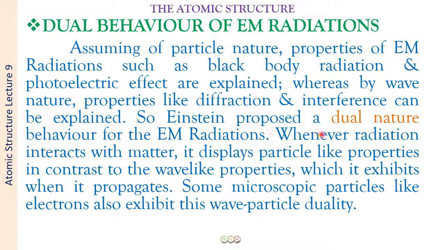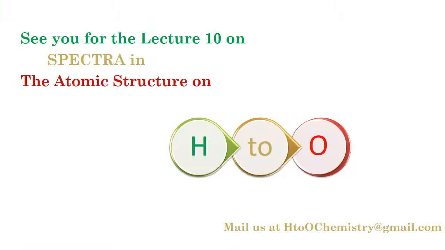So Einstein proposed a dual nature behavior for the electromagnetic radiations. And what did he say? He said that whenever radiation interacts with matter, it displays particle-like properties, while when it is propagating, at that time it is going to have wave-like properties. And there are certain microscopic particles as well, like the electrons, which exhibit this dual character, right? So the electromagnetic radiations have both types of behavior, particle as well as wave.